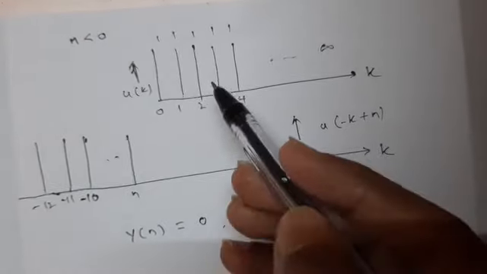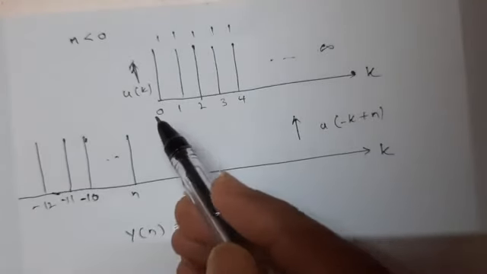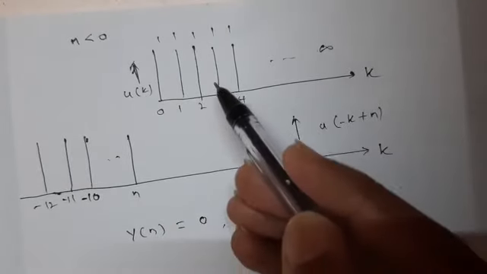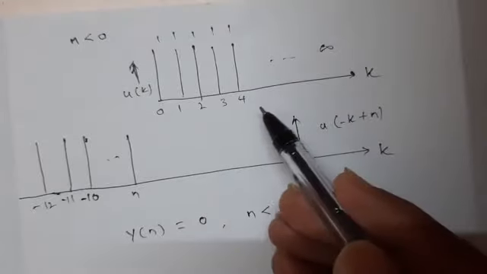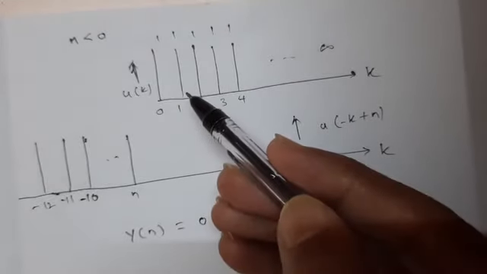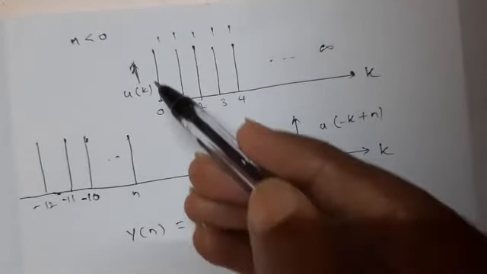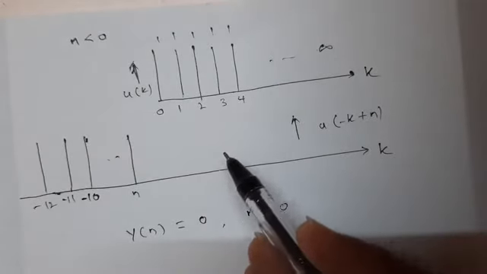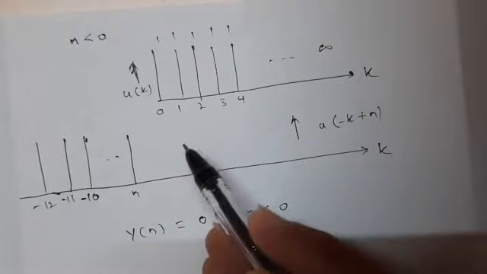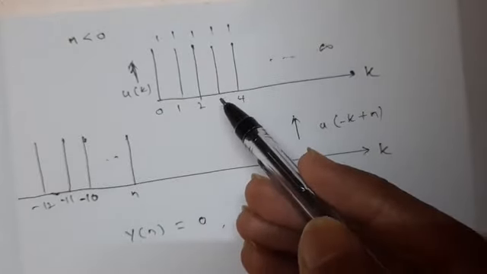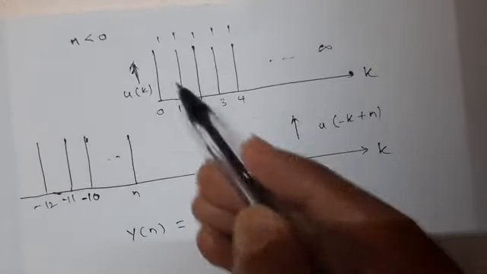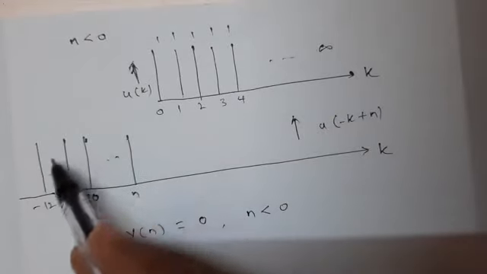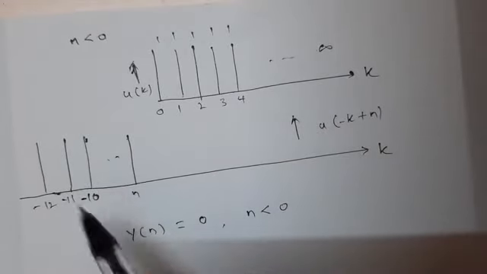Overlap means the samples exist for the same values of k. If they exist for the same values of k, then there will be some multiplication wherein you get 1 into 1, 1 into 1 and so on, so where you get some finite value. Now I don't have any samples which get overlapped for k values of u of k or for k values of u of minus k plus n.